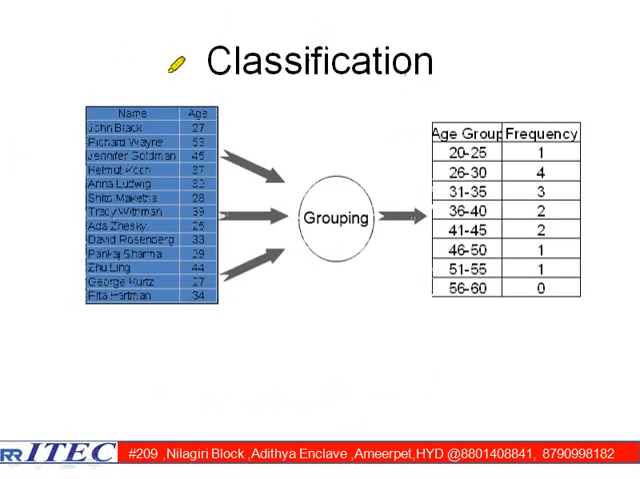Next one, classification. Suppose you want to understand what age groups of people are available. In the 20 to 25 age group, how many people are there? 26 to 30, how many people are there? These things you want to calculate here. You can calculate by using the operation called classification. We are going to classify it.